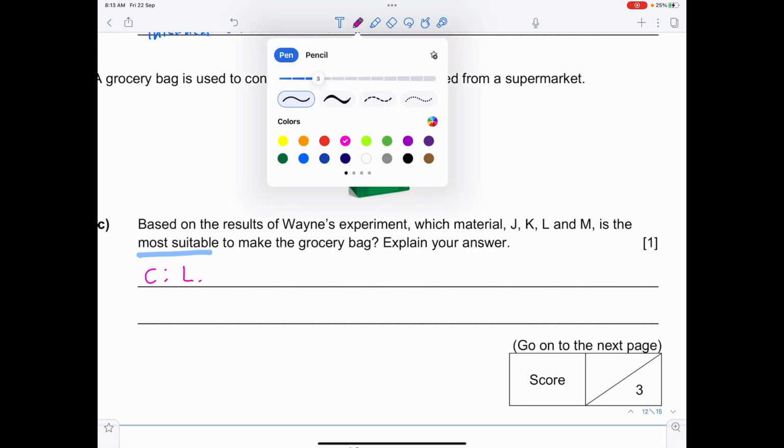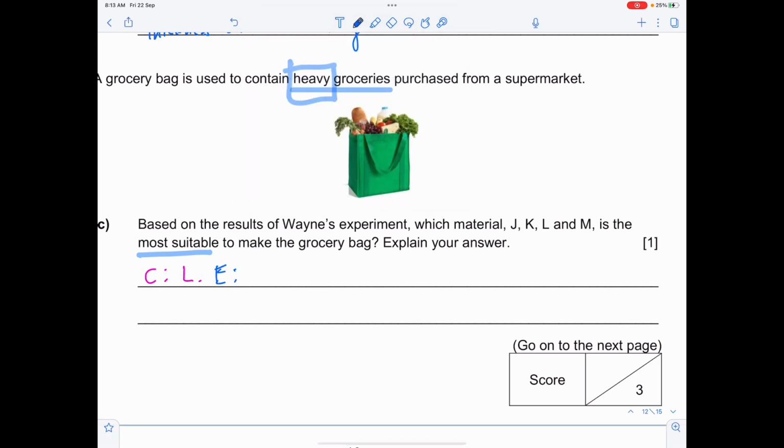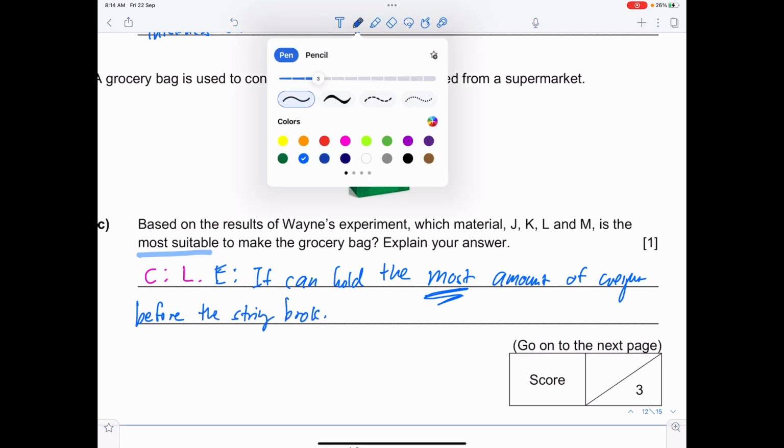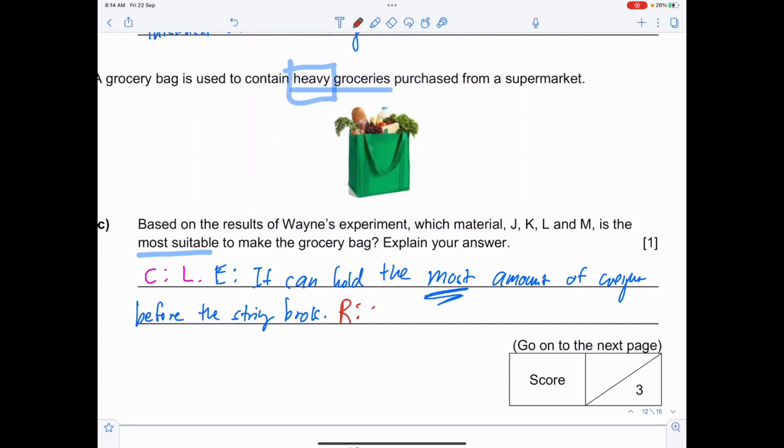And then what's my E? My evidence is that it can hold the most. Remember, it's comparative amount of weight before the string broke. Okay, and R. Reason, this suggests that L is the strongest. Remember, we're testing on strength. Once again, make sure your comparative terms are there.